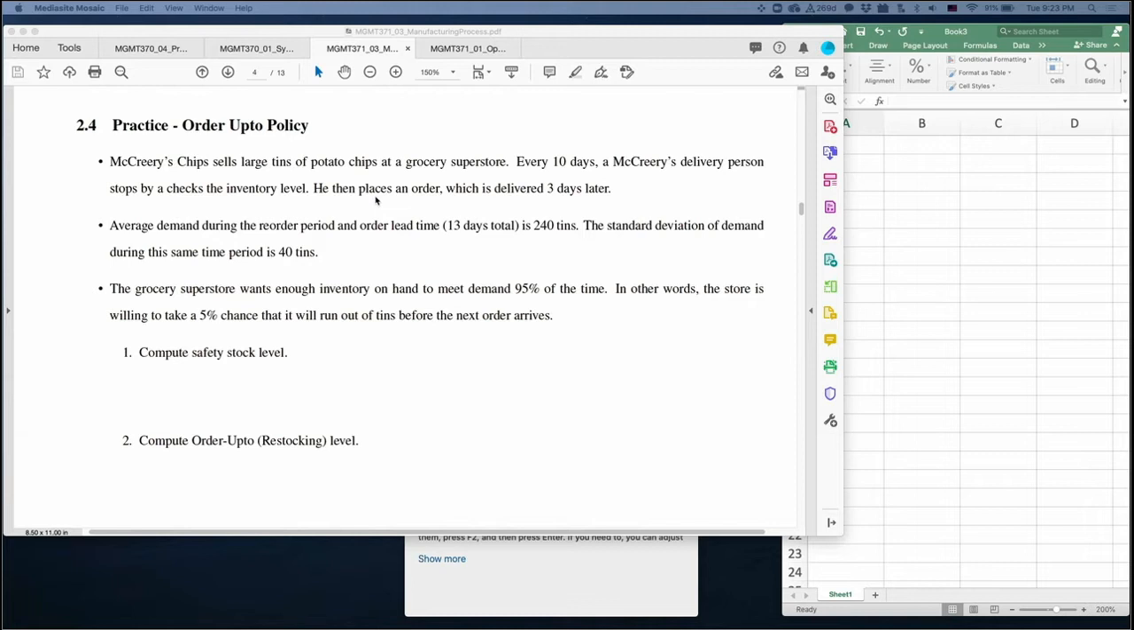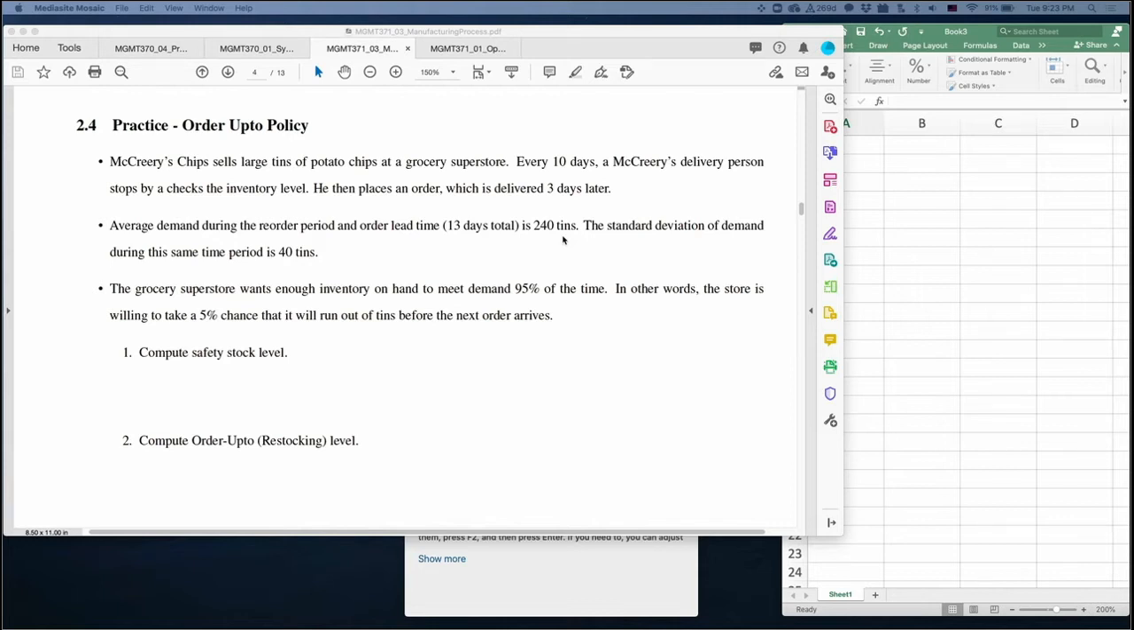If you read this problem, this company sells large tins of potato. Every 10 days, they review their stocking level and then place an order. Then it takes another 3 days. The average demand during this order period and order lead time, 13 days in total, is 240, and the standard deviation of this demand is 40 tins.